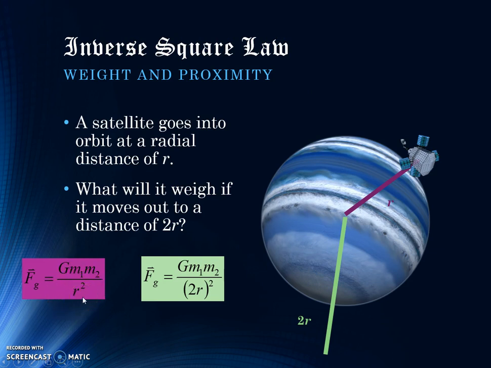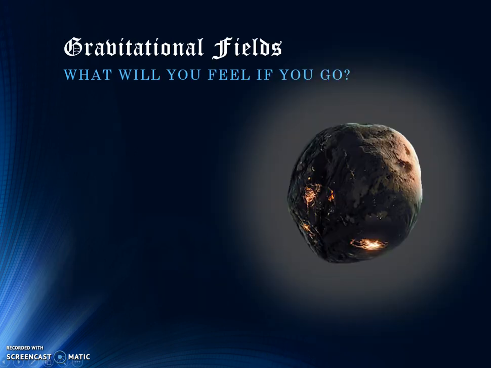Proximity isn't the only thing we have to worry about. It's proximity squared. If you go 10 times further away from a planet, you'll feel not 10 times, but 100 times less force. You'll weigh 100 times less. If you go 6 times closer in, you'll feel 36 times more force. You'll weigh 36 times more.